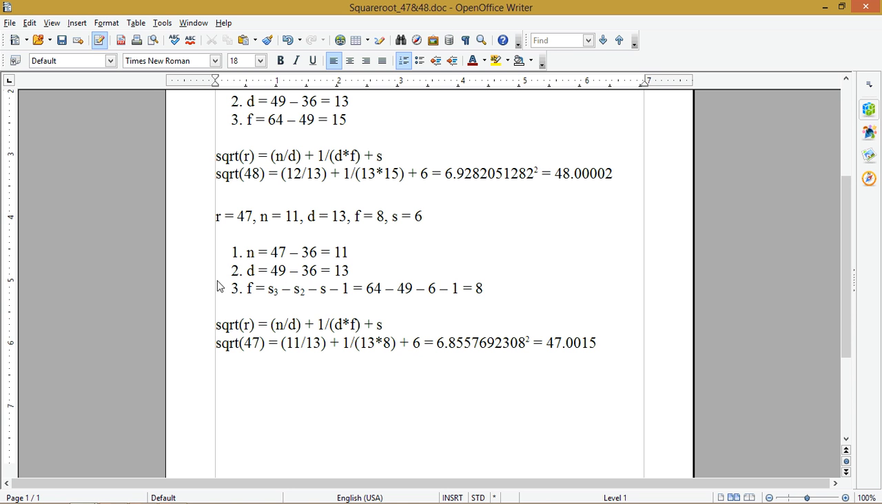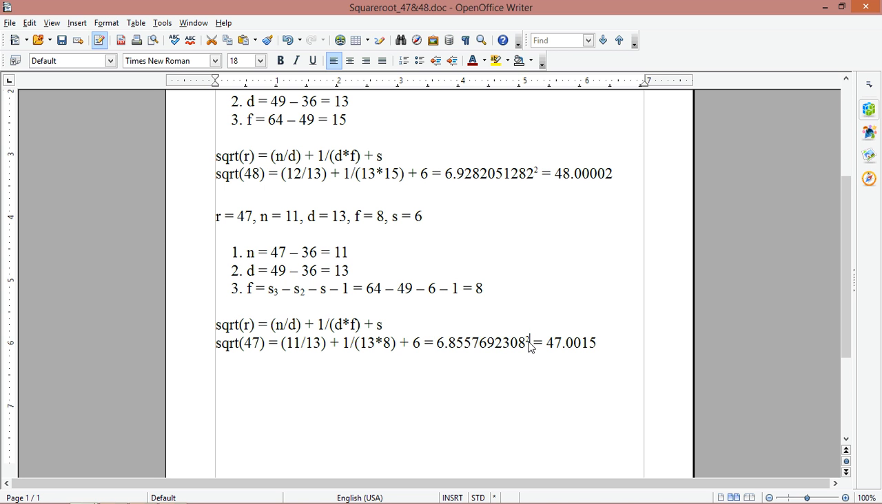So now you know how the numbers have been derived. Same exact algebraic expressions we have been using all along. So let's take a look. The square root of 47, which is r, is n over d, 11 over 13, plus 1 over 13 times 8, plus 6. We get this number right here.